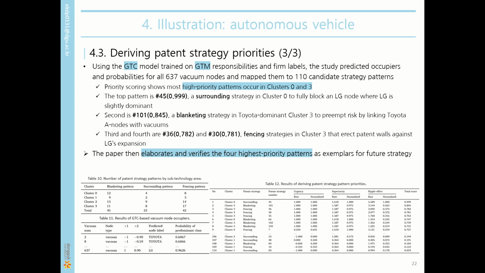The third and fourth are patterns 36 and 30, fencing strategies in cluster 3 that build patent walls against LG expansion. This study then elaborates and verifies these four highest priority patterns as exemplary for future strategy.